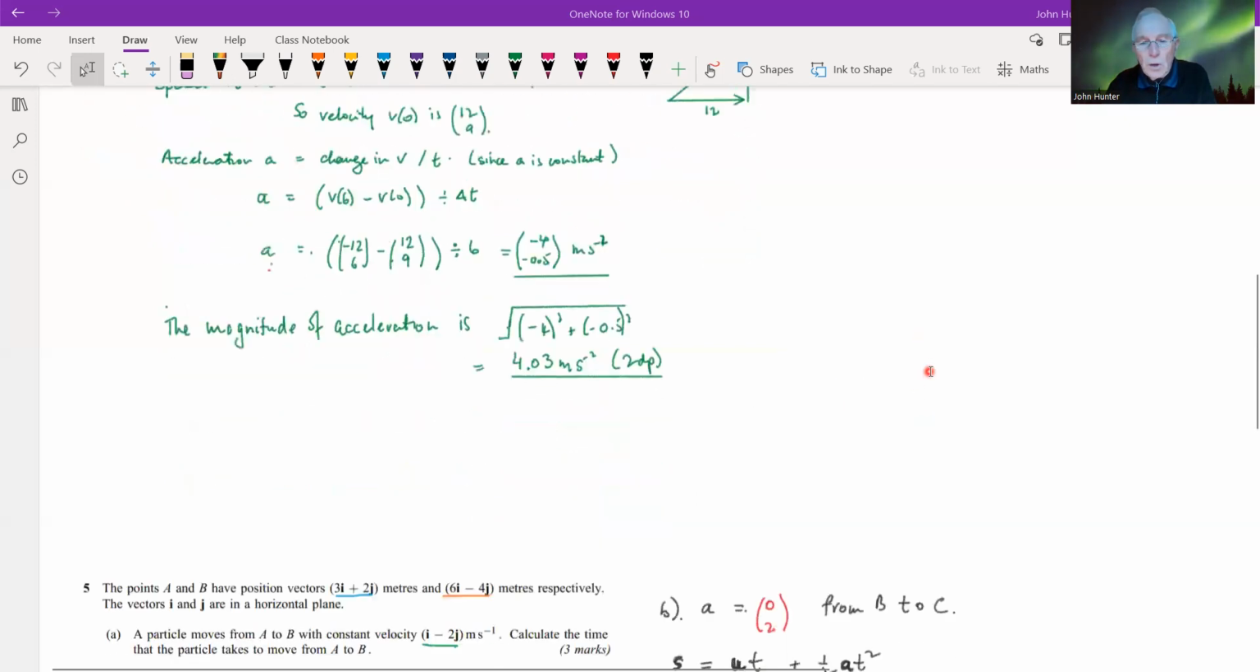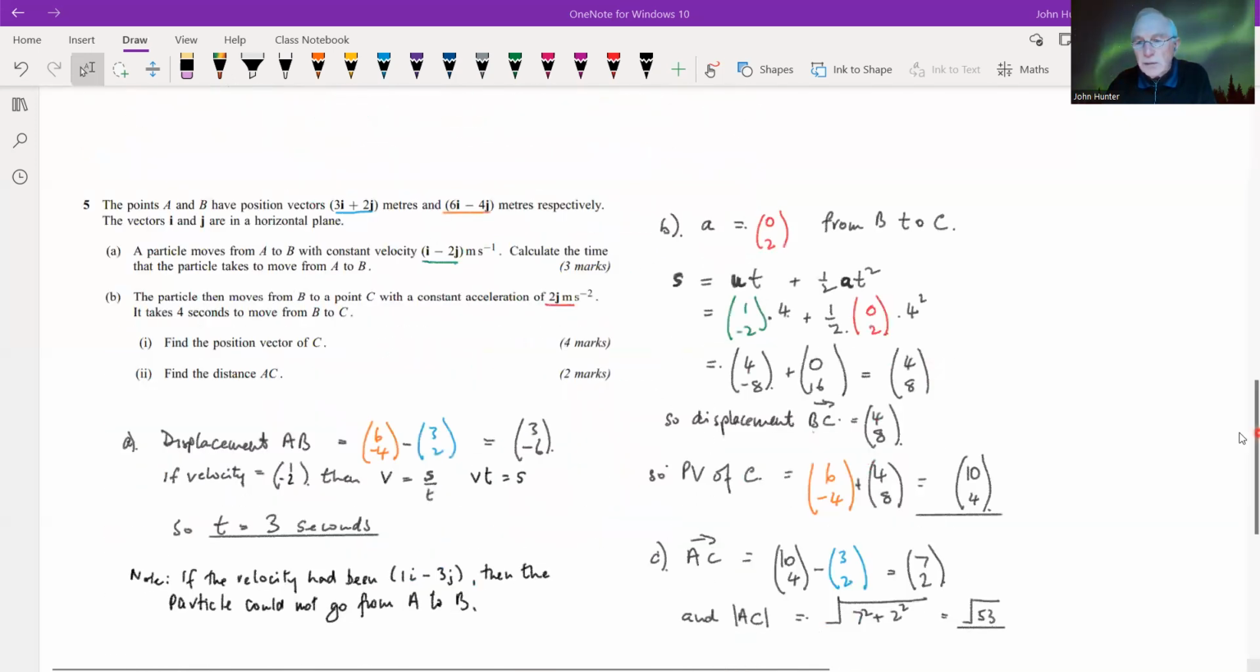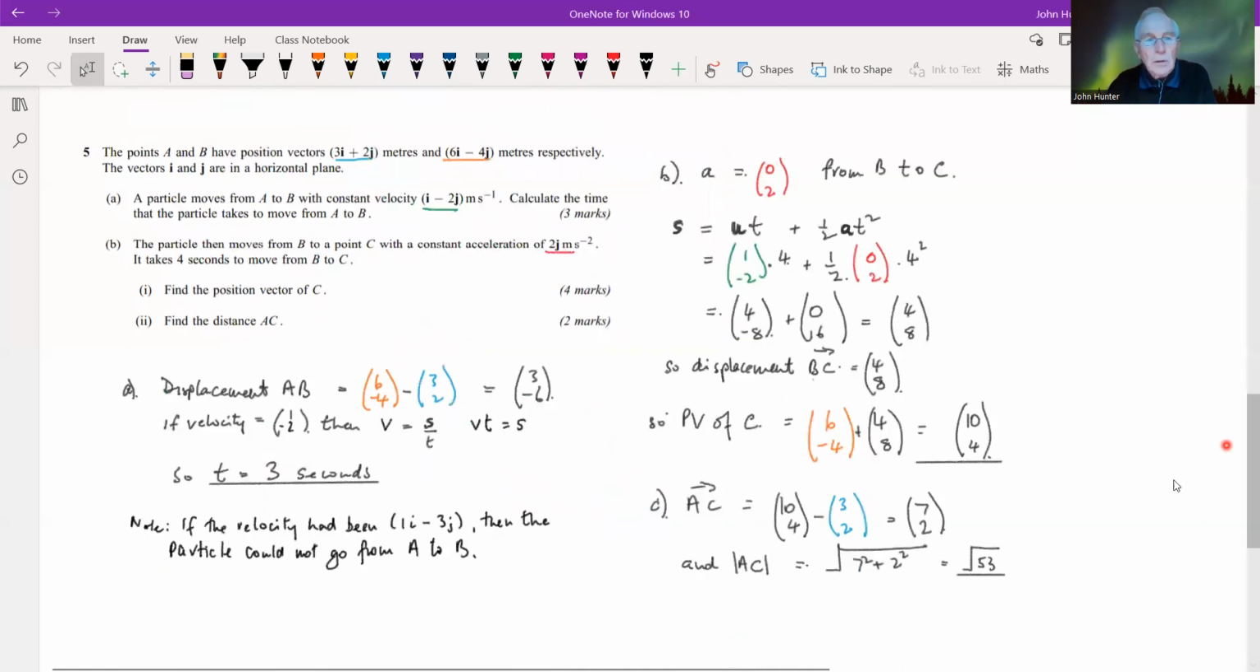Okay, so let's go down now. This second example is a bit more involved. I've used a little bit of color coding here because I think it helps. Points A and B have position vectors 3i + 2j and 6i - 4j meters respectively, and i and j are in a horizontal plane.